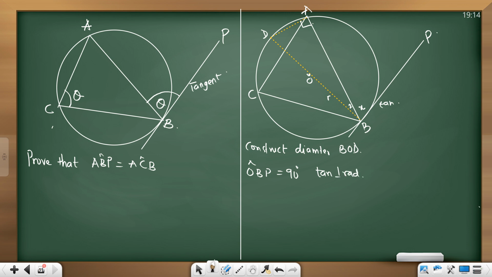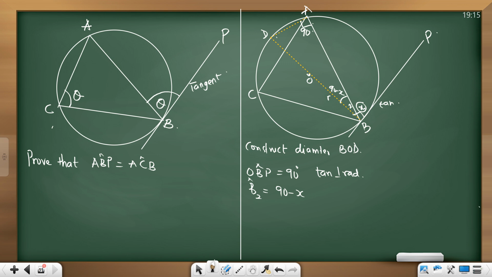What do you think B2 would be? 90 minus X. So angle B2 therefore is 90 minus X, because this is 90, but I know this small part as X. So what is D? D is X.